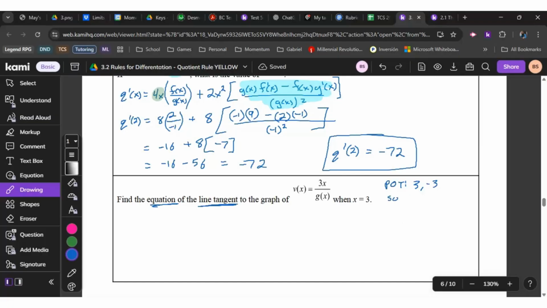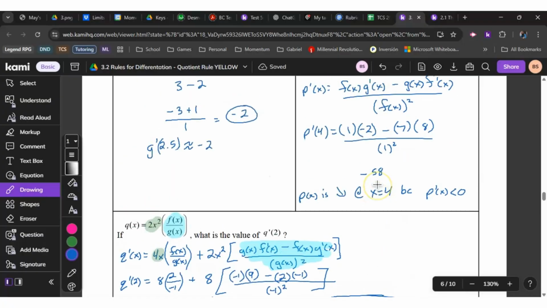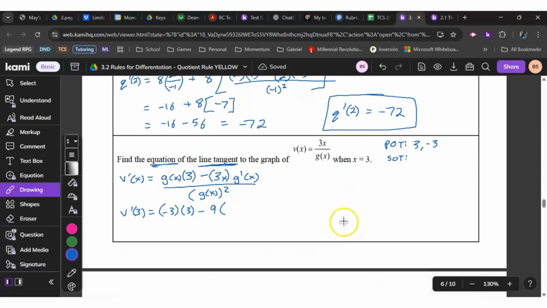And then to find my sot, I need to find the derivative first. So v prime of x is going to be, this is a quotient rule, so low, d high, which is just 3, because the derivative of 3x is 3, minus high, so 3x, times the derivative of low, d low, g prime of x, all over g of x squared. So that means if I'm finding v prime of 3, g of 3 we just did, it was negative 3, times 3, minus 3 times 3 is 9. G prime of 3, I don't remember. G prime of 3 is 6.